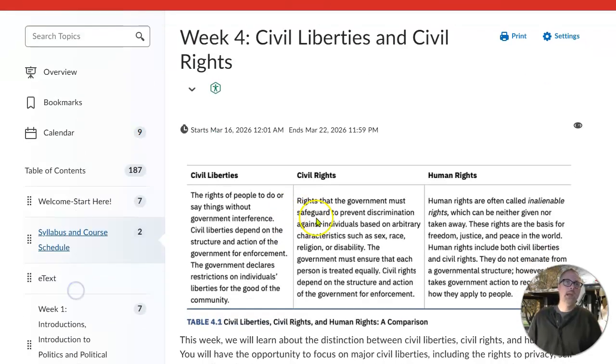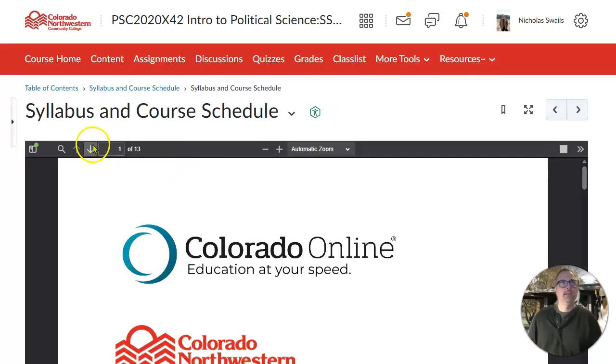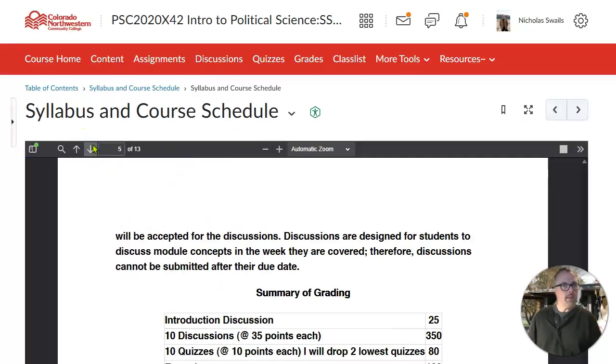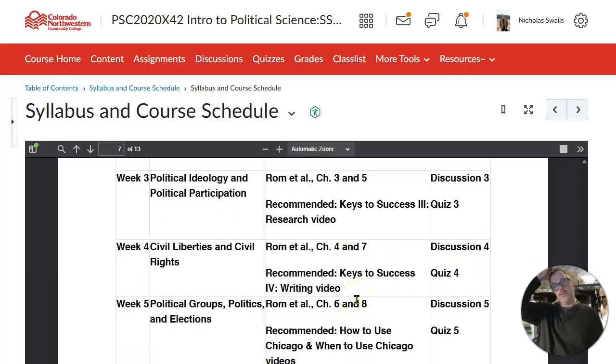Taking a look at the syllabus this week, we will be taking a dive into a topic that can sometimes be a bit challenging to differentiate: the difference between civil liberties, civil rights, and even human rights. So our goal in reading chapters 4 and 7 out of the textbook this week is to have the opportunity to understand the distinction between the two, okay?